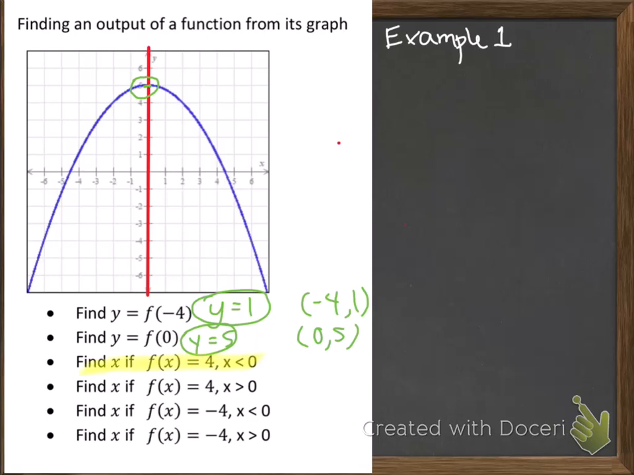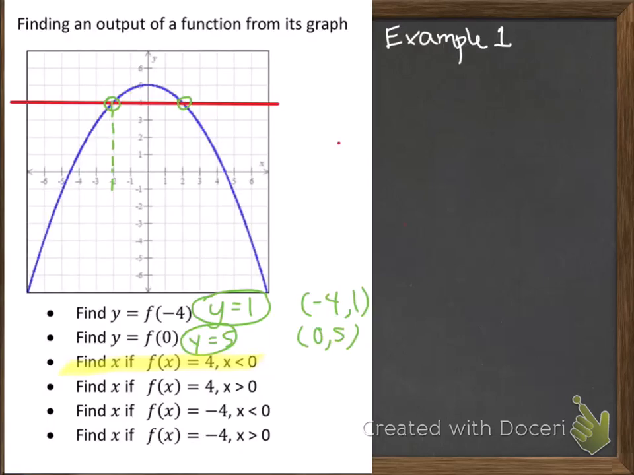So the next bullet points are asking us not to find y, but to find x. This is saying find x if f of x, or y, equals 4. So let's draw a line at y equals 4. So this is the line y equals 4. As you can see, this line crosses the function at not one, but two different values, or two different places.